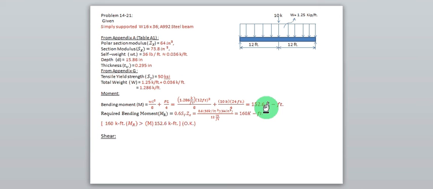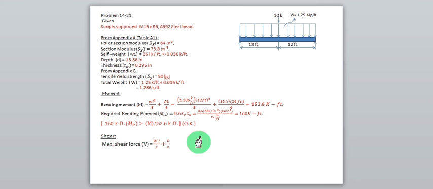Similarly, we check the shear. Similar to the moment check, first we calculate the maximum shear force acting on the beam, and then we calculate the required shear for the beam, and if the required shear is greater than the calculated shear value, then the beam is okay. So first we calculate the maximum shear force by using the formula WL by 2 plus P by 2, where WL by 2 represents the shear force acting on the beam due to the uniform distributed load, and P by 2 represents the shear force acting on the beam due to 10 kips.